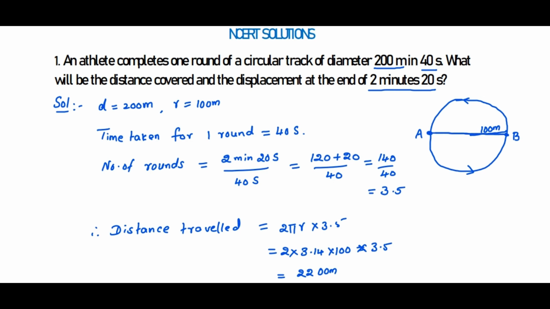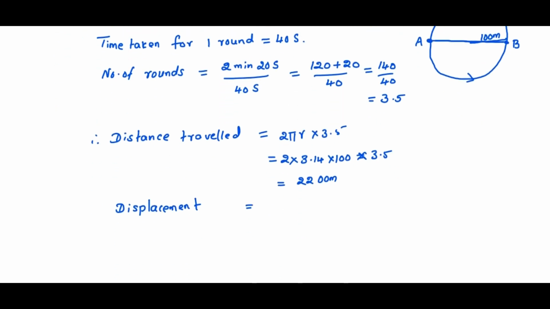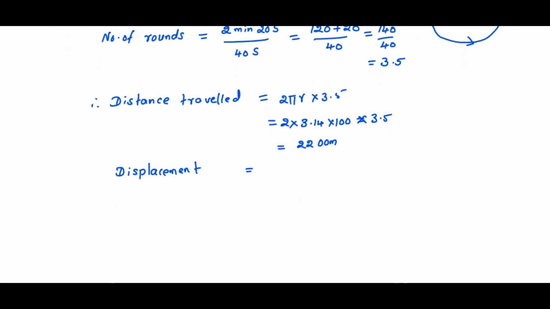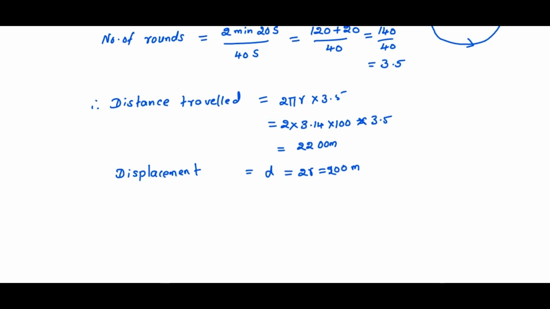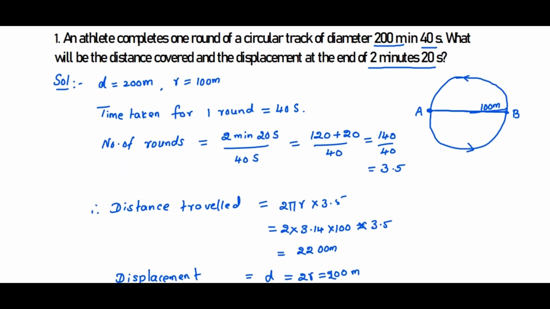Therefore, displacement is equal to final position minus initial position, the shortest distance between final and initial position. So displacement value will be equal to the diameter, that is 2 times the radius, which is nothing but 200 meter. This is the distance and displacement covered by an athlete in 2 minutes 20 seconds.